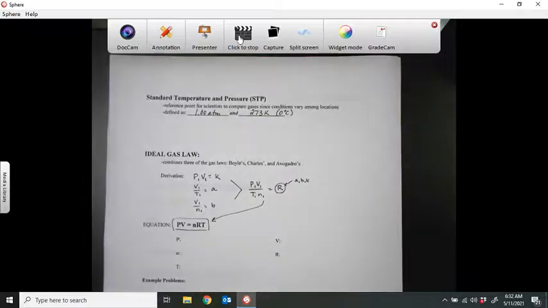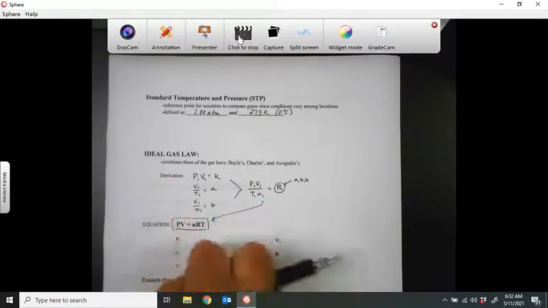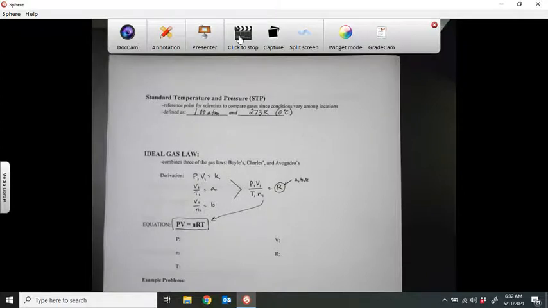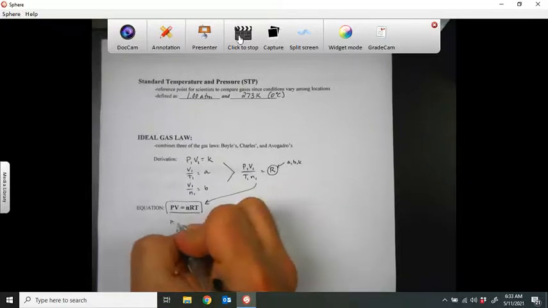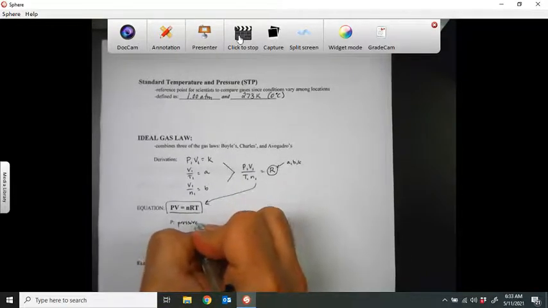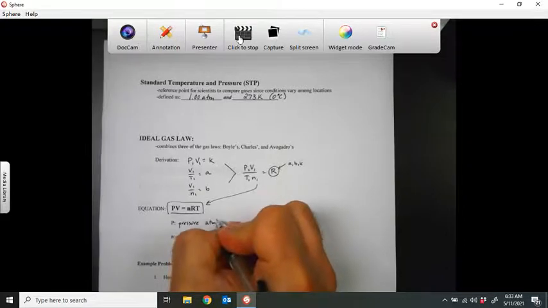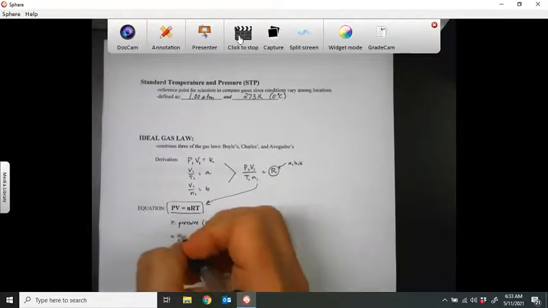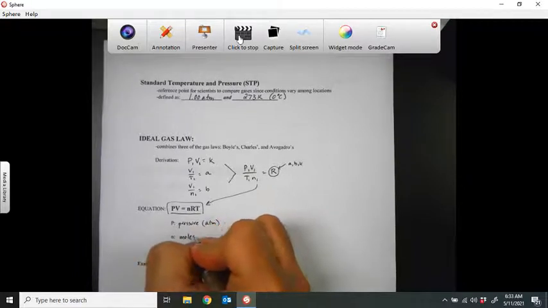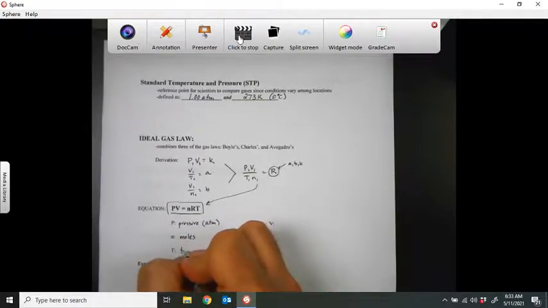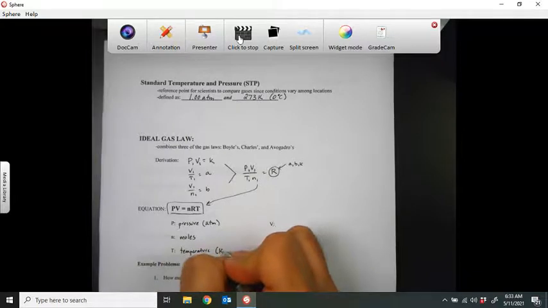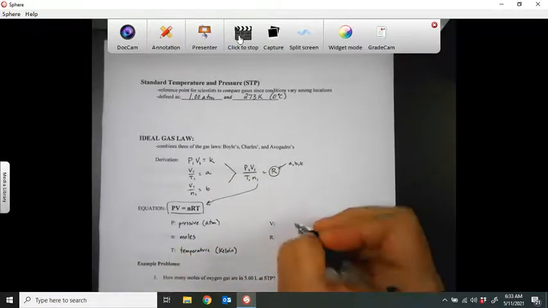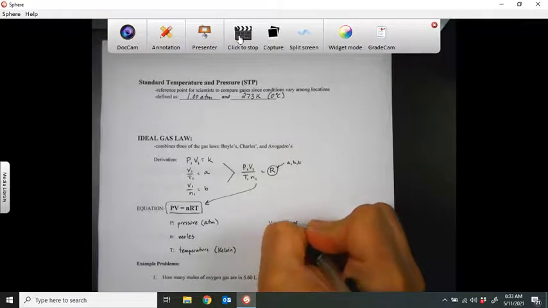So just like we did for the combined gas law, where we took the equations and put them together, we do the same thing here. So what we have is this equation, PV equals nRT, where P is going to stand for our pressure. And in this case, it has to be in atmospheres. So if it's not in atmospheres, we have to turn it into atmospheres. N stands for the number of moles. T is temperature, and that must be in Kelvin. V is volume, and it has to be in liters.